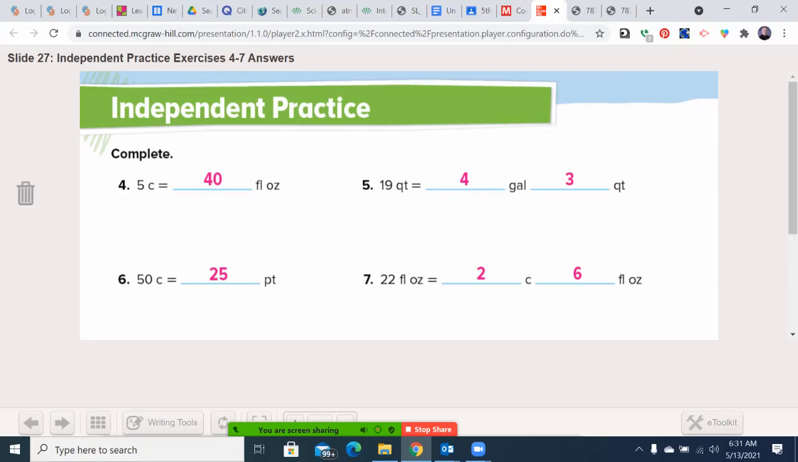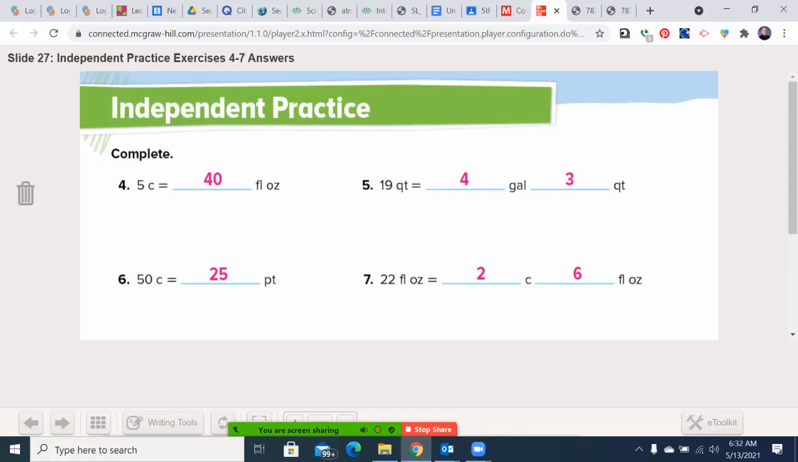5 cups. A cup is 8 fluid ounces. 5 times 8 is 40. Quarts to gallons, we're going to divide by 4. And 4 goes into 19 4 times, so 4 gallons. The remainder is 3, so 3 quarts. 50 cups. Cups to pints, you're going to divide by 2, so it gives us 25 pints. And 22 fluid ounces, we divide by 8. That gives me 2 cups with 6 fluid ounces left over.